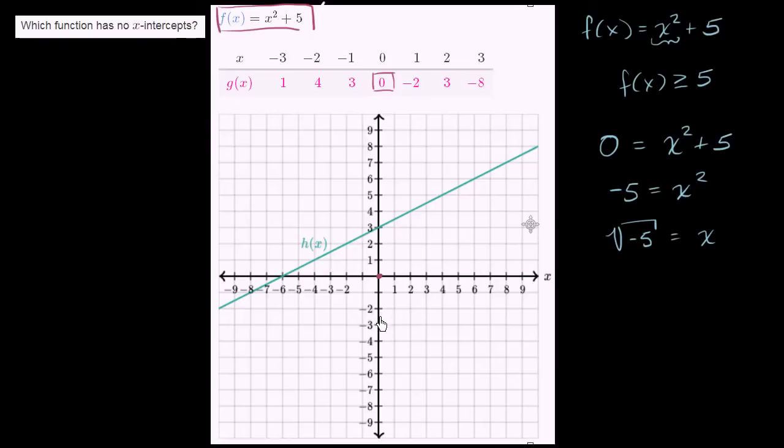Where does that intersect the x-axis? Well, that's visually more obvious. It intersects the x-axis right over here. h of x is 0 when x is equal to negative 6. So these last two functions have x-intercepts. This first one does not.